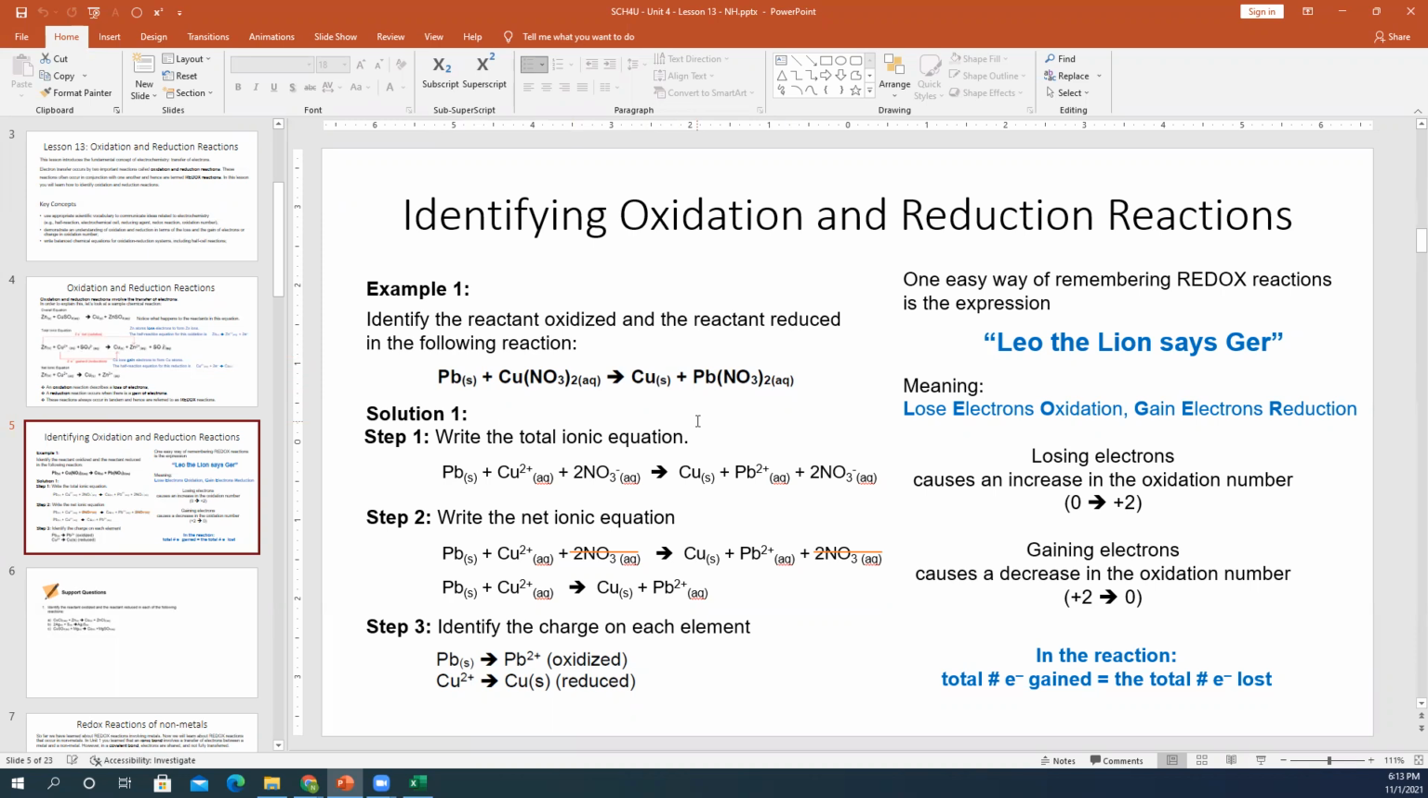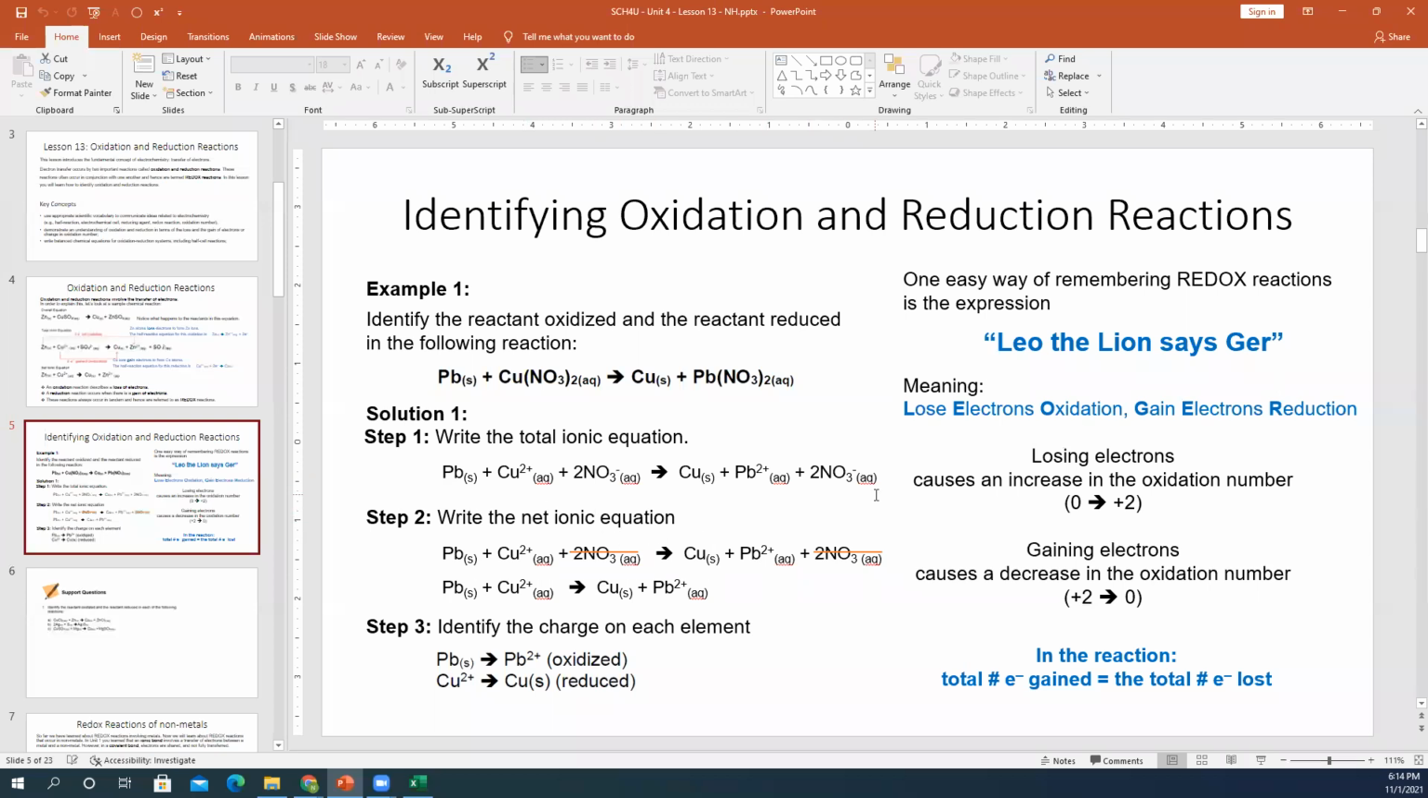The first step in our solution is to write out the total ionic equation, just as we did in our previous example. So we write out lead atom plus copper ion, Cu 2+, plus 2 nitrate ions. The bracket around the nitrate ion indicates that there are 2 of them. So 2 nitrate ions goes to the copper atom, which is what we had before, plus the lead ion, and again 2 nitrate ions.